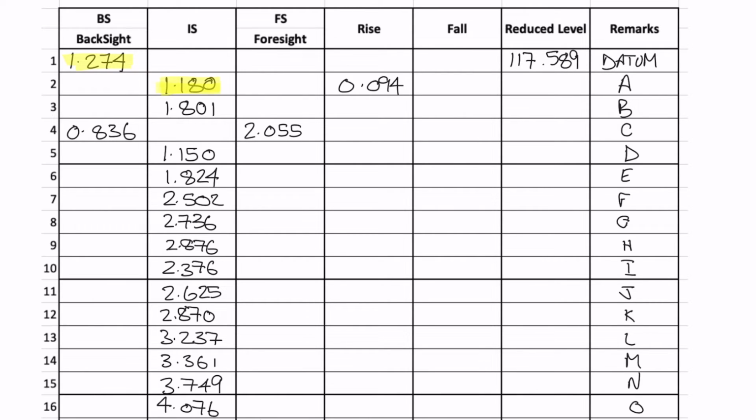Consider the next 2 readings, work out the absolute difference. The second of those 2 readings is larger, therefore the difference goes under the fall column. Next 2 readings, work out the difference. The second of the 2 readings is larger than the preceding one, therefore the difference goes under the fall column.